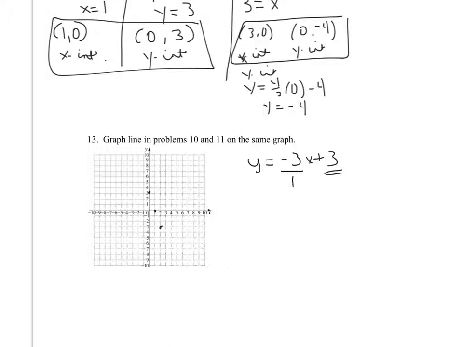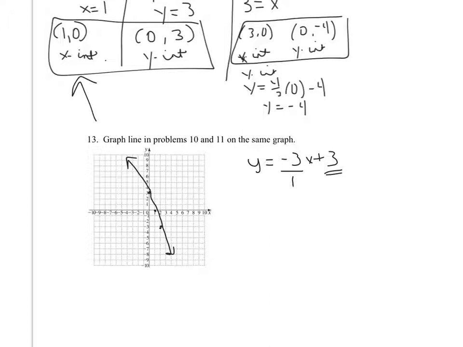And now that I have these 3 points, I can draw in this line. It is much better to use a straight edge. Unfortunately, I don't really have that capability. I'm creating these on my iPad, so I would say get a straight edge when you put this on your paper.